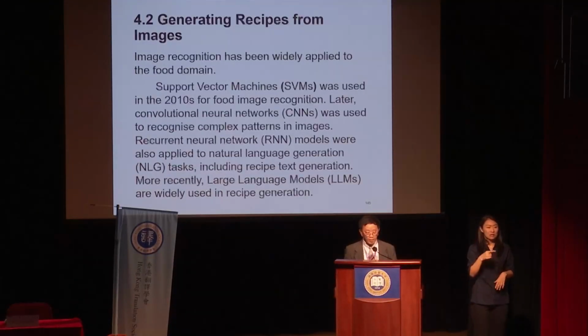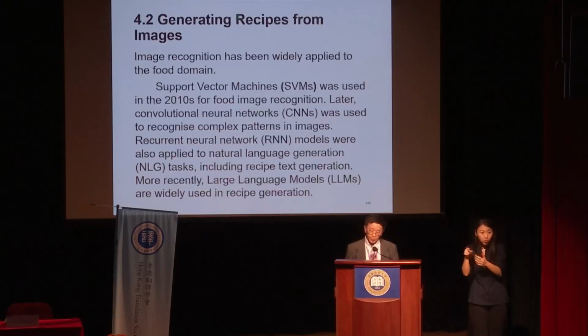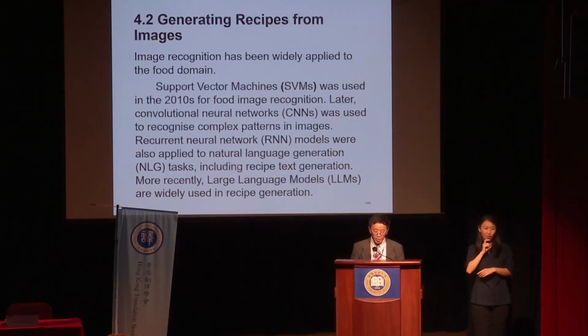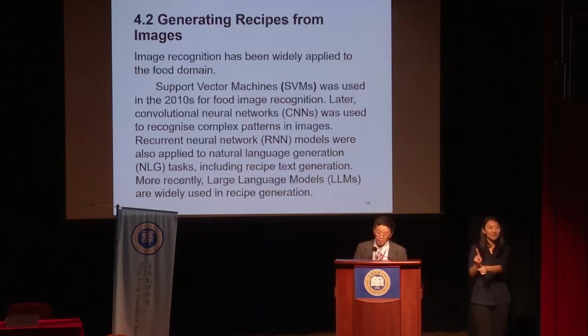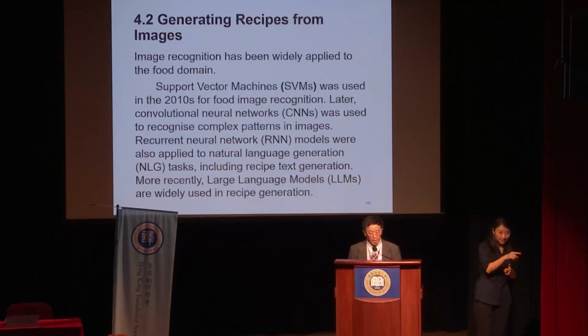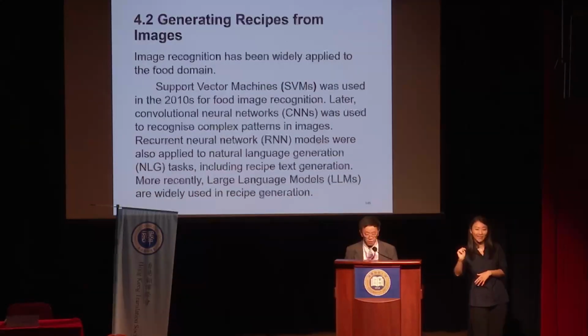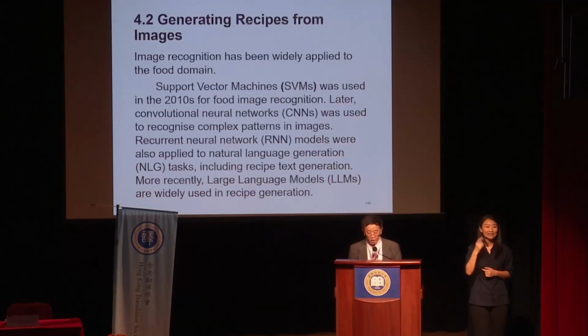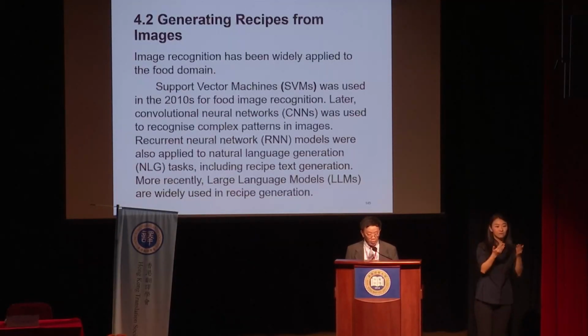I think image recognition can be widely applied to the food domain. In the past, people used what we call support vector machines to do food image recognition, so that we can come out with some recipe. Later, we used convolutional neural networks to recognize complex patterns in images. And then more recently came recurrent neural networks, so that we can produce recipes out of this RNN.